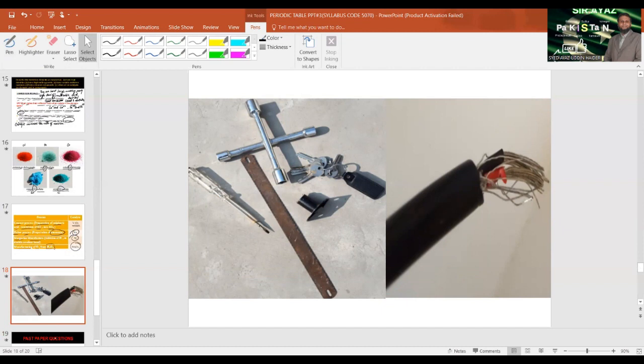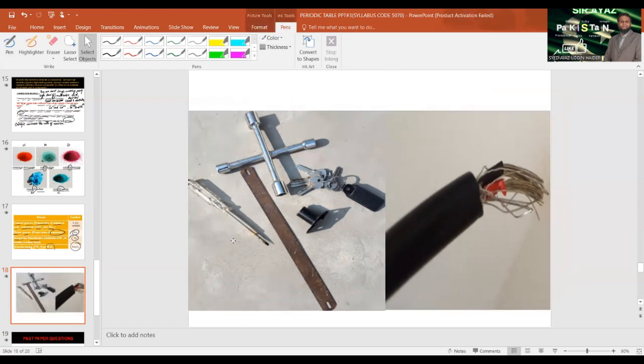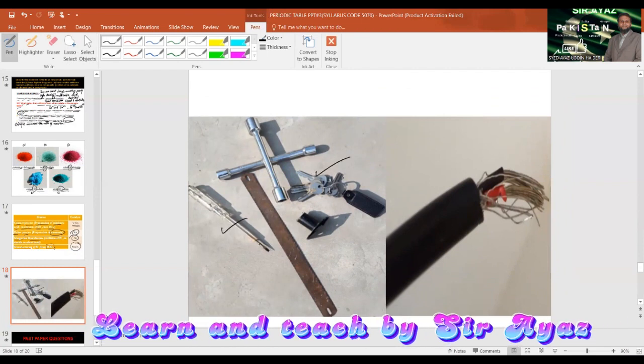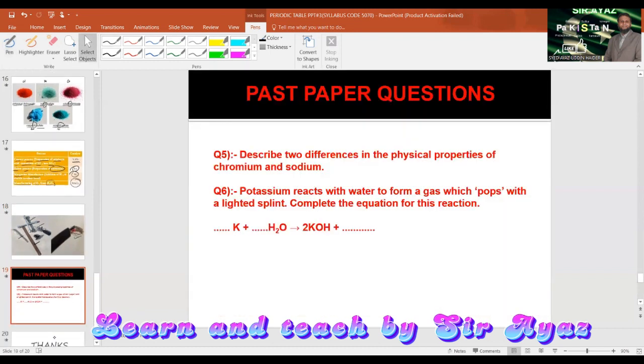So here are more applications of these transition metals. There are some different things used, like for example, a screwdriver. This is screwdriver. These are keys. This is a scale or saw kind scale. This is a nut opener, tire nut opener. Here are some wires. So transition metals are also used in this.